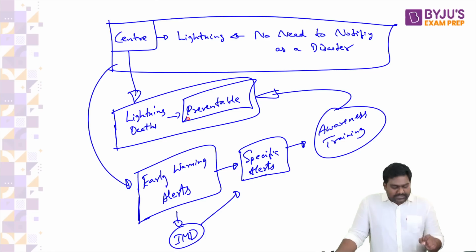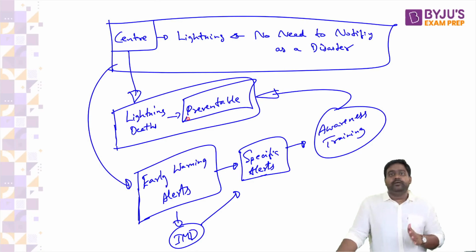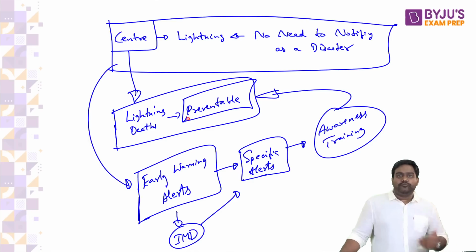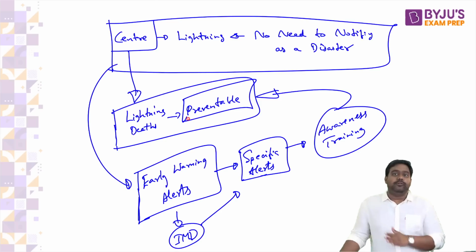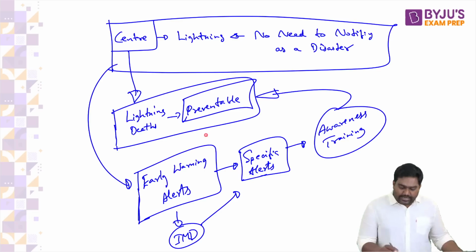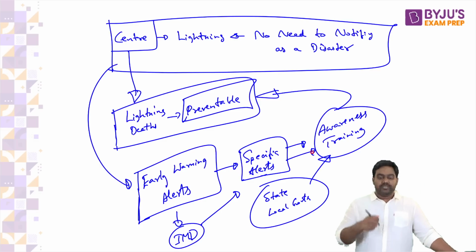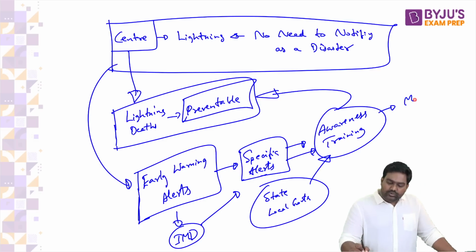Is that clear? Since specific alerts are available that in this district, in these villages, lightning risk is there. When the alert is given few hours before, few days before, people should be careful. They should not venture out. They should not unnecessarily risk themselves by exposing themselves in the outside during the lightning alert period. So center is saying that state governments and local authorities, they should use the alert to spread the awareness, carry out training, and to spread the message.